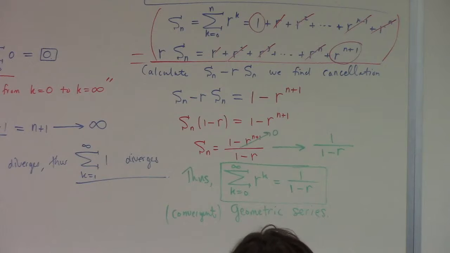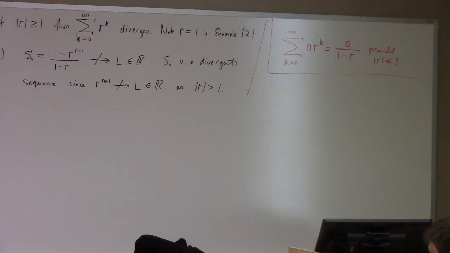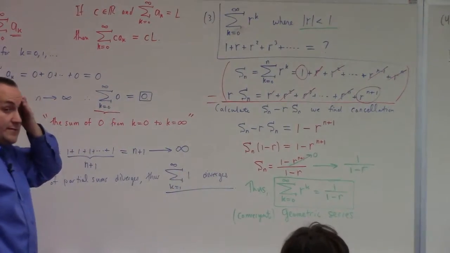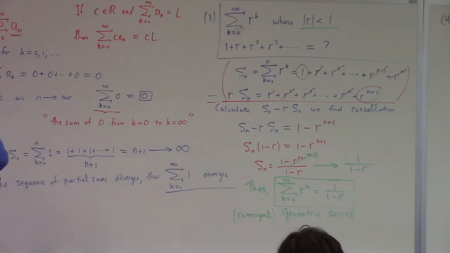Actually, the full geometric series result, I'm going to write in the corner over here in a second, but I'm trying not to clutter things. You could take this example and multiply it by a constant, and that would give us what we usually call the geometric series, but I'm just going to focus here for a bit. Any questions about 3 before we go to 4?